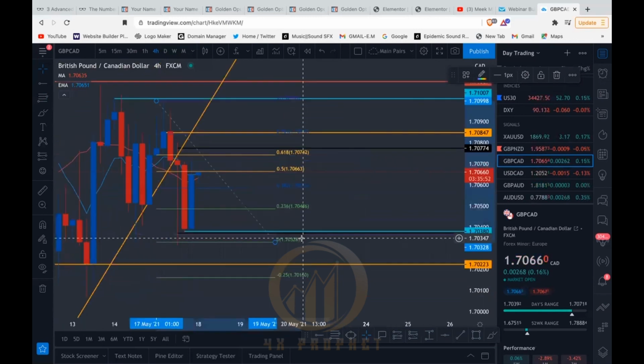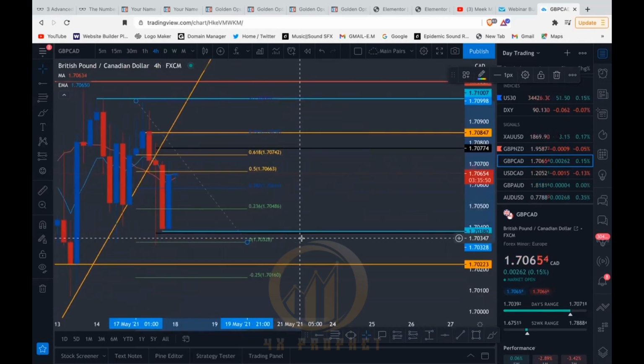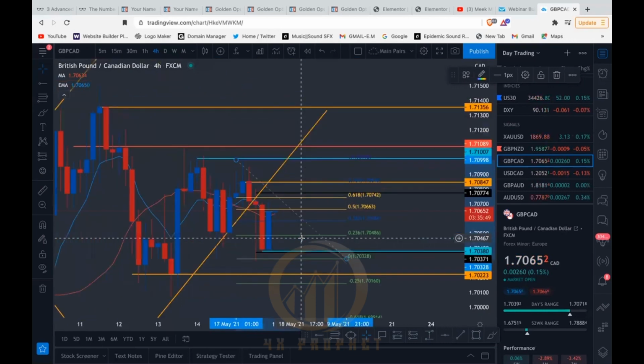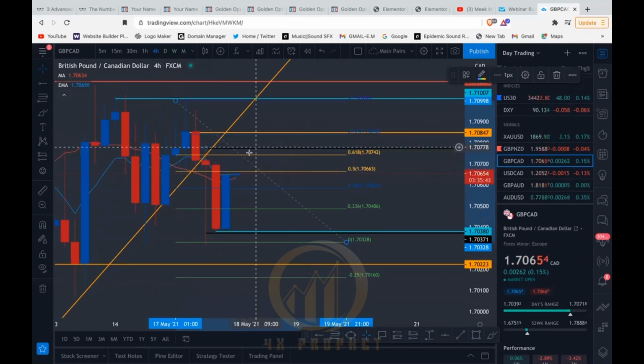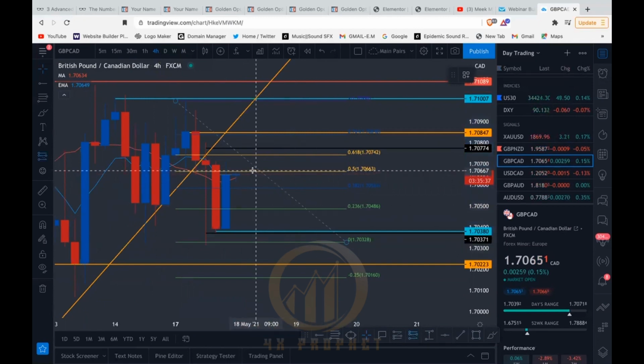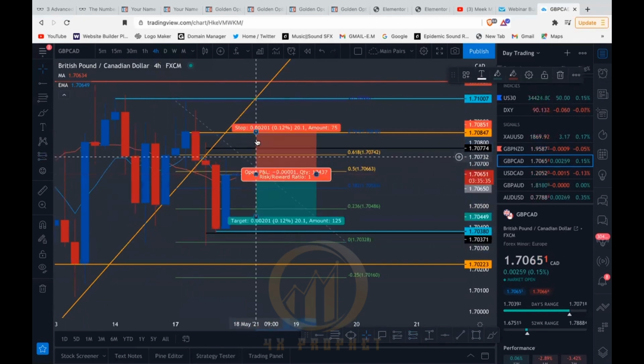So now what you're going to do is use your own bias to determine: do you want to get in now, or see if it enters this golden zone again? This is completely up to you, family. But if you do decide to get in now, let's say you get in from right here, because it's where price is.